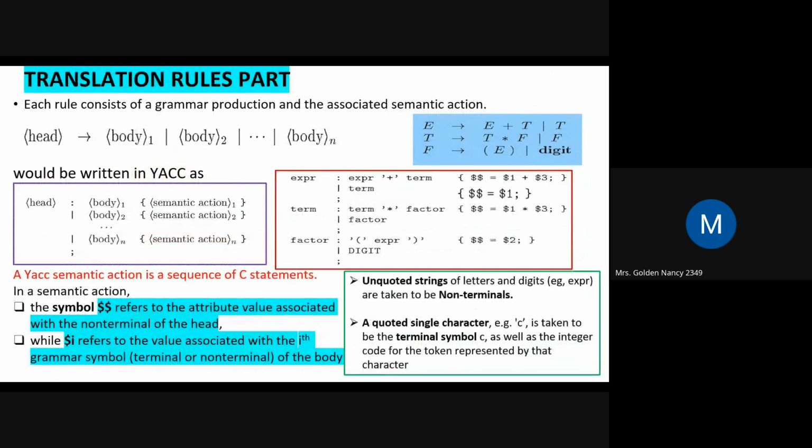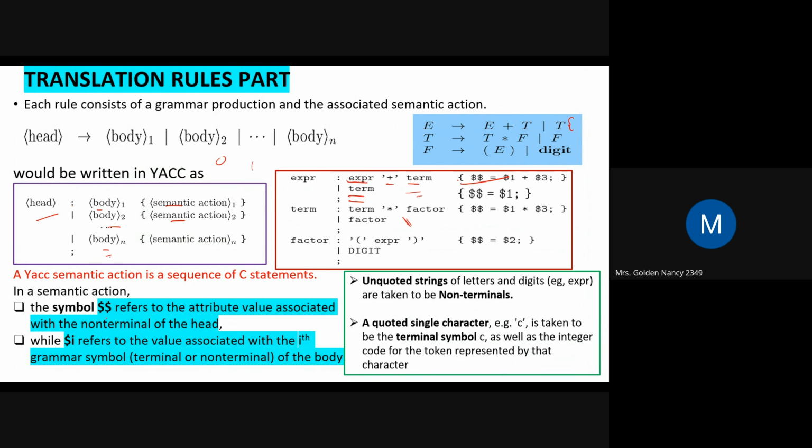Next is translation rules. How should the rules be? The rule should be in this form: head colon body 1 semantic action 1, body 2 semantic action 2, till body n, the same way. This is body 1, expression plus term, with a semantic rule. This is body 2. Body 2 doesn't have any semantic rule after it, so we have left it as such. If not, you have to specify that also.